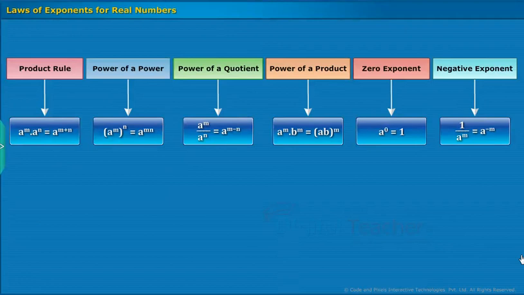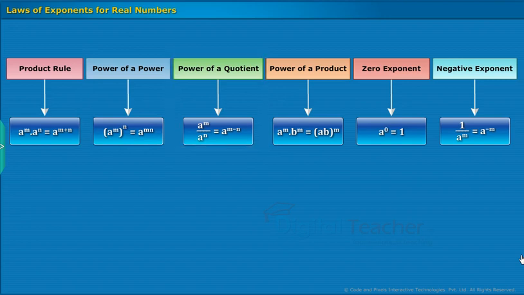Let us discuss the laws of exponents for real numbers. The laws of exponents are the product rule, defined as a^m × a^n = a^(m+n). Power of a power rule is defined as (a^m)^n = a^(mn).